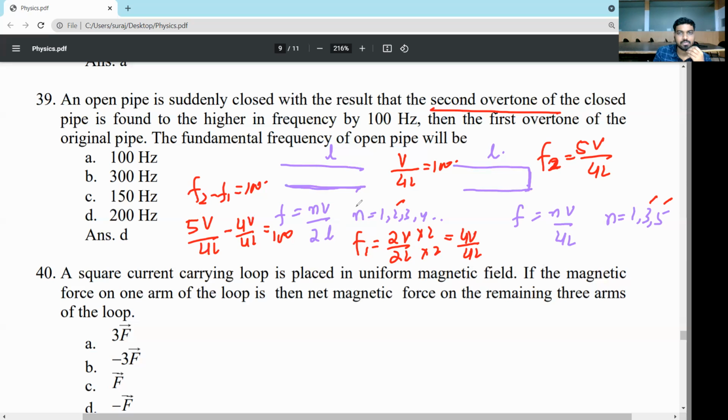Fundamental frequency of the open pipe. Fundamental frequency means what? v by 2L, I want. v by 2L, right? So if I multiply by 2 on both sides, I'll get v by 2L. So v by 2L will be 200. Option D is correct. Nice question. Question number 40.